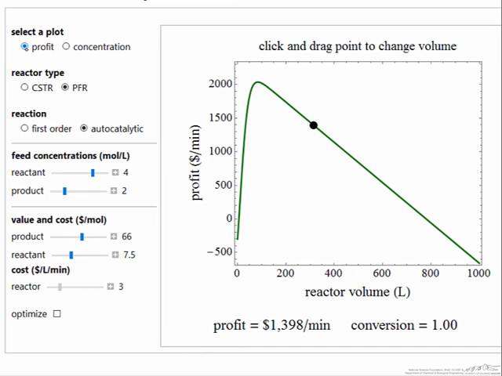So the main idea here is that there's going to be some optimal reactor volume for given feed concentrations, and of course for given values of reactant and product and the cost to build the reactor. And then we need to take economics into account, of course, anytime we're designing a reactor. And the objective here is to demonstrate how, as we change the variables, the profit is going to change.